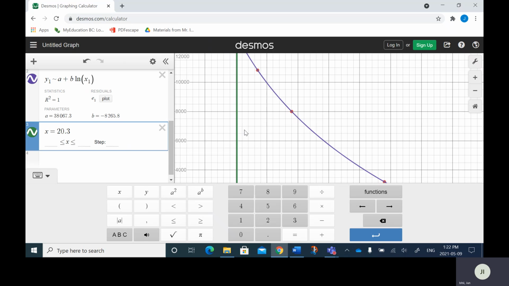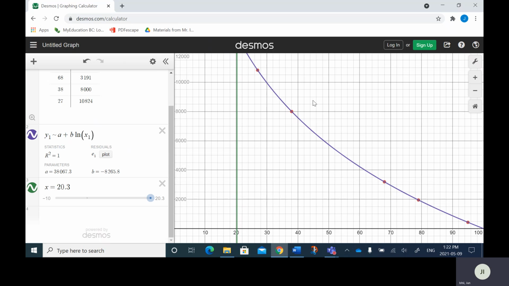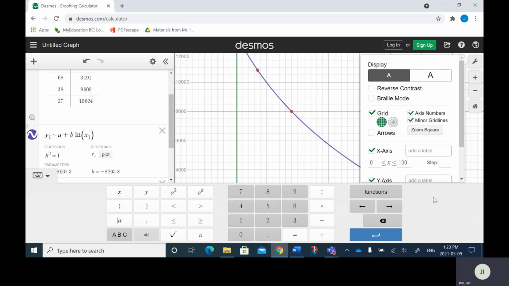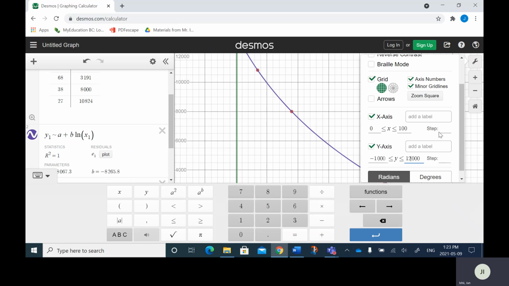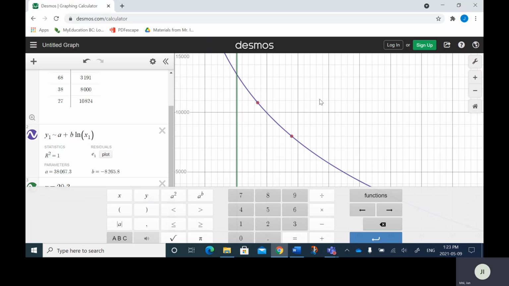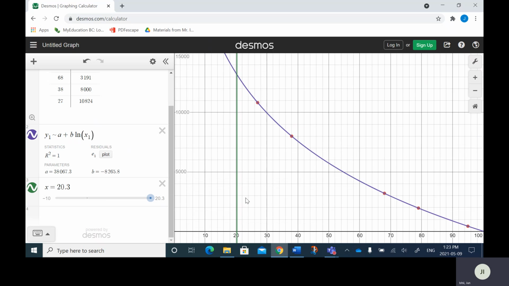All right, so we have this vertical line here. Now you notice that it doesn't actually hit the function on the grid, so we're going to have to adjust this y value as well. I'm going to have to go a little bit higher than 12,000, perhaps. So we'll go to 15. Once I go to 15, you can see the point of intersection. Let's click on that. So when my x value is 20.3, my y value is 13,182.